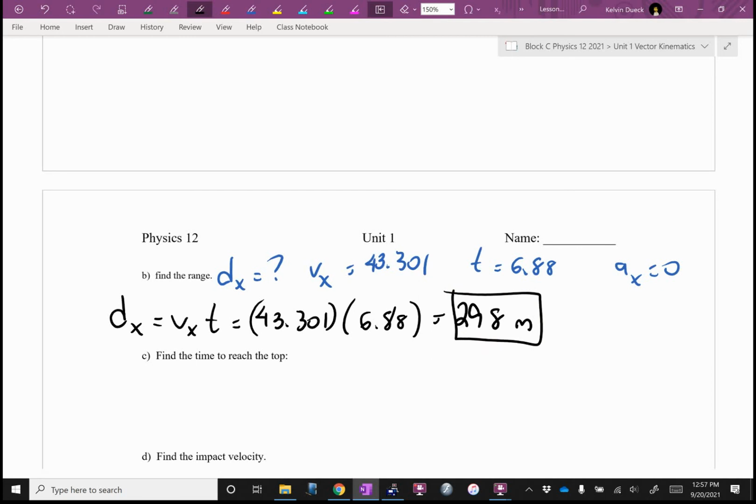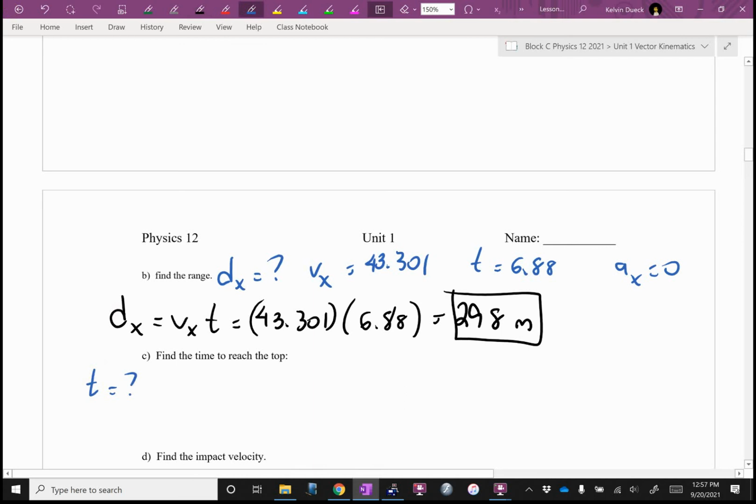What else could I ask? C. Deegan, what's C want me to find? Isn't that 6.88 seconds? Oh no, that's the time to go to the top, come back down, and go all the way back down and hit the ground. Okay, so I know my answer is going to be less than 6.88, just in case I make a calculator mistake. All righty. Deegan, t equals question mark.